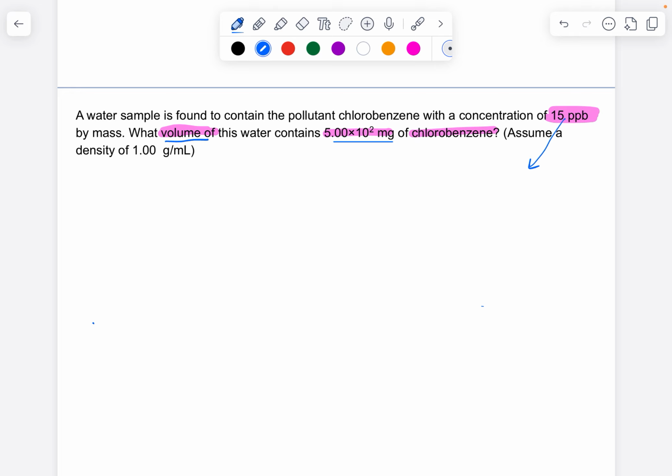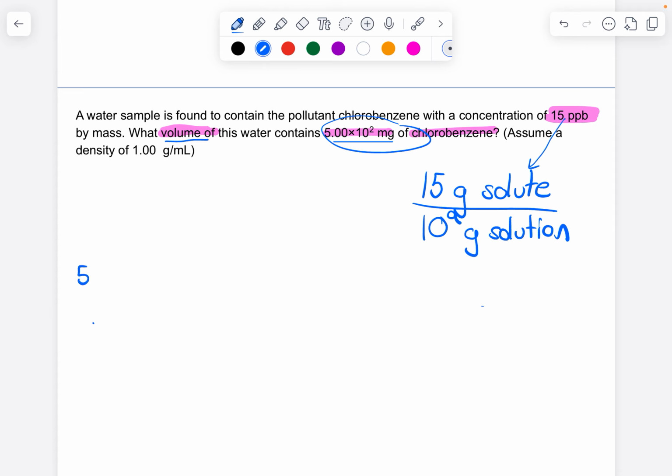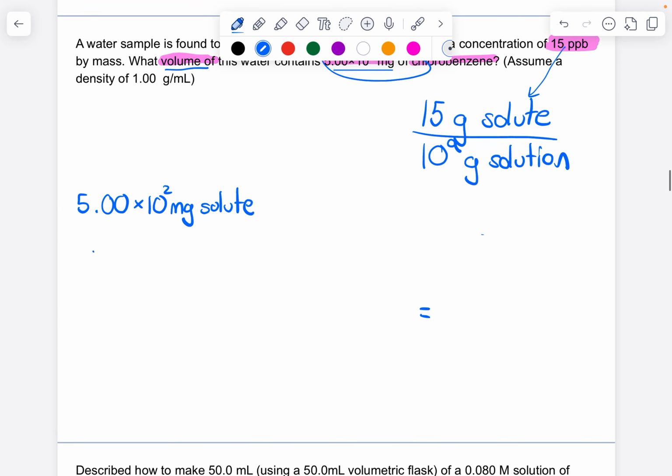When we do parts per billion, we would write that as 15 grams of solute per a billion, so 10 to the 9th grams of solution. Okay, and we're starting with 5.00 times 10 to the second, or 500 milligrams of solute. And we're trying to get to volume of the solution.